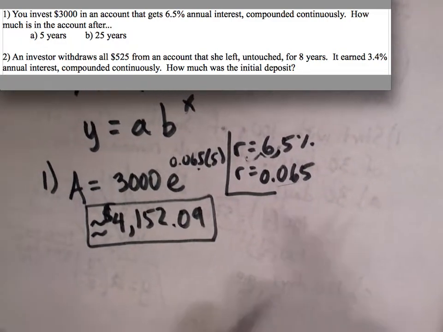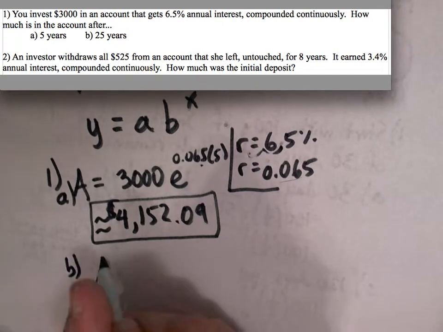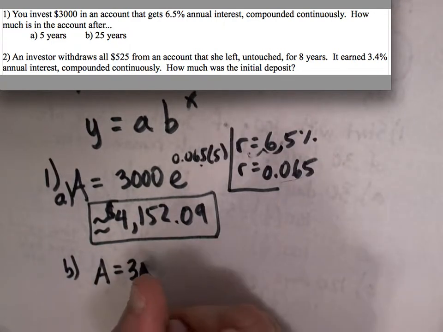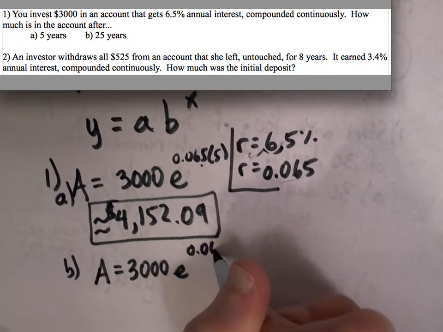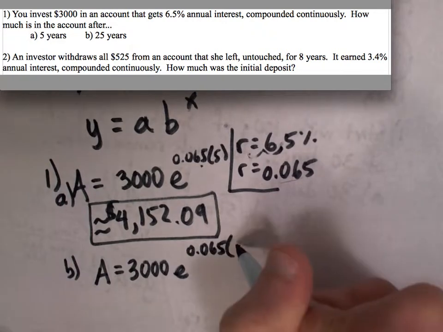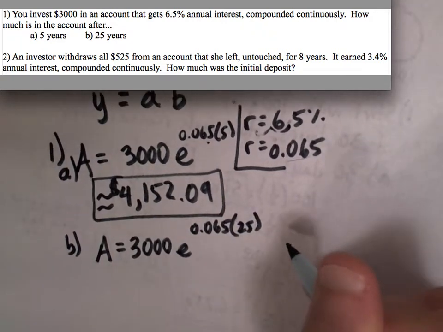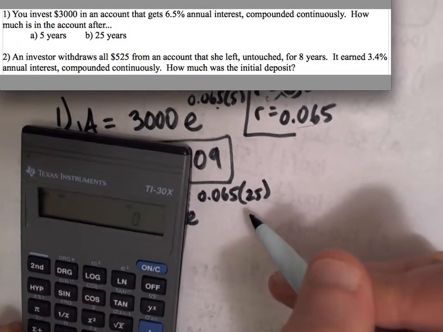Okay, let's just do the same thing, except part B. Let's wait 25 years instead. So initial deposit of $3,000 times e to the rate 0.065. And then instead of waiting 5 years, we're going to wait 25 years. Everything else is the same. These problems are pretty much just plug them in.